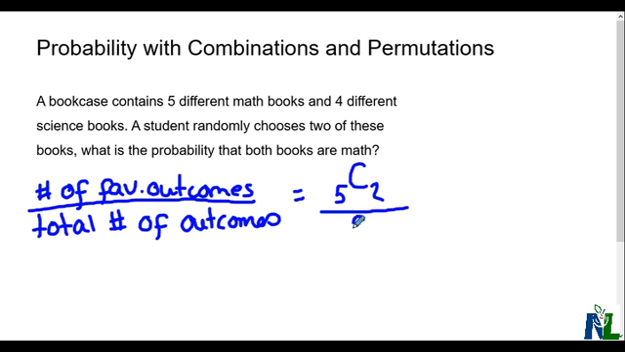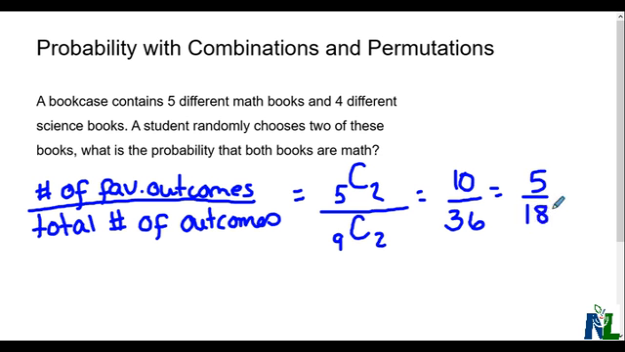Now I've got to divide that by the total number of outcomes. So here we have a total of 9 books, and I'm going to choose 2 of them. So we can plug this into the calculator to get 10 over 36, which reduces to 5 over 18. Now probability can be expressed as a fraction, which we have here. We can also do a decimal or a percent.